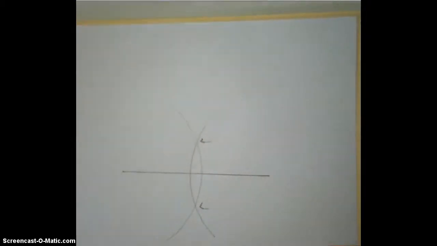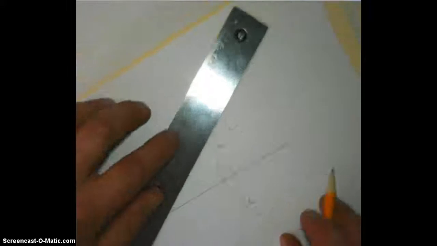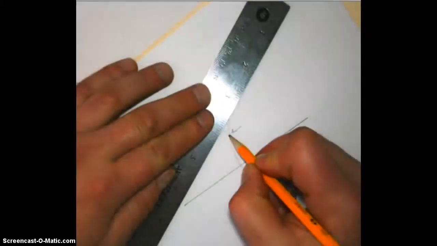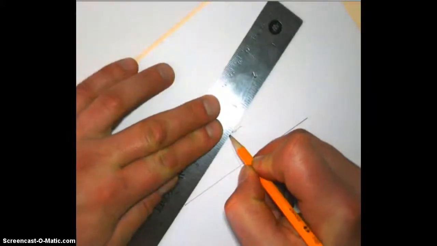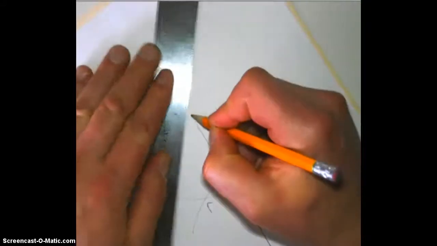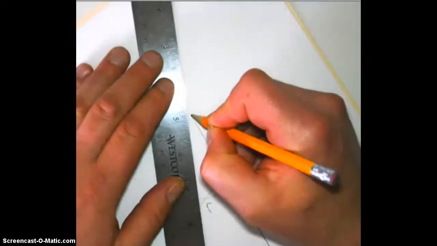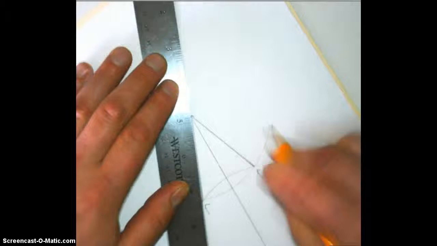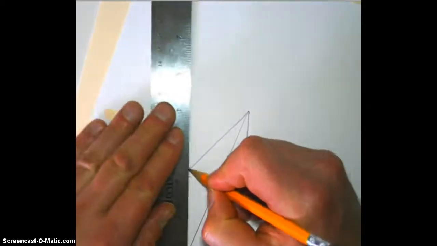And what you're going to want to do is connect those intersection points to each of the end points. And when you do that, that will give you the four congruent sides of your rhombus. So let's go ahead and finish this.